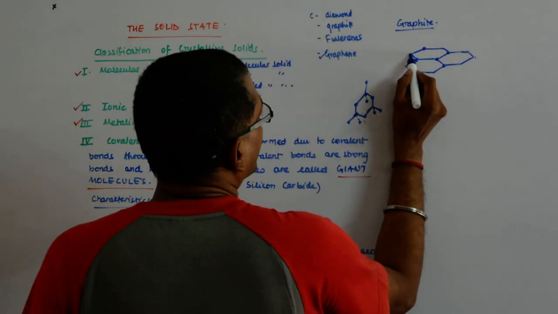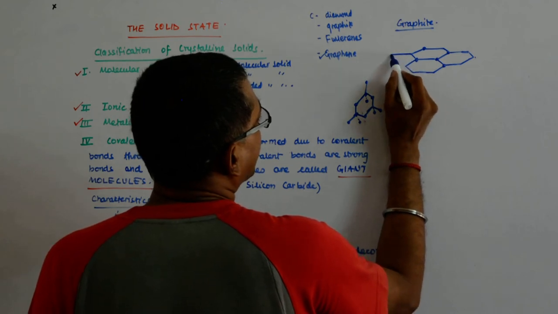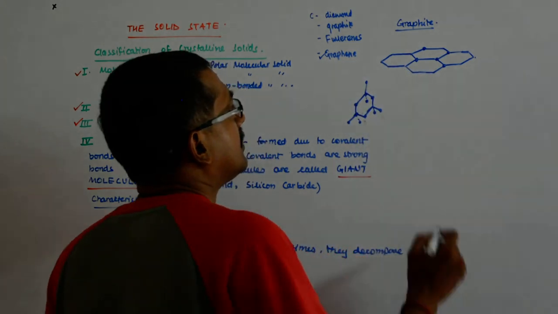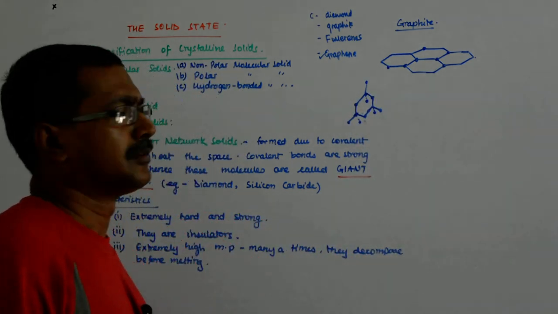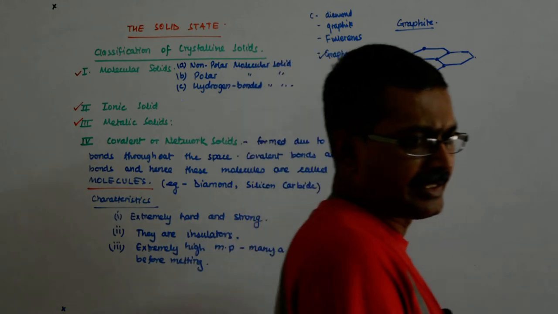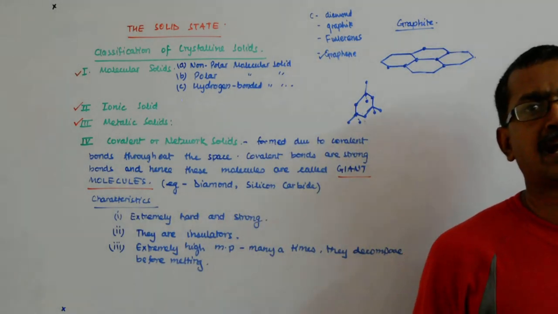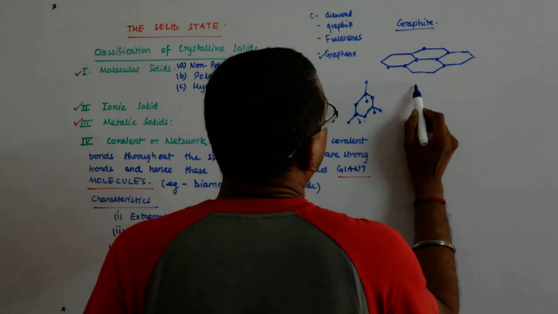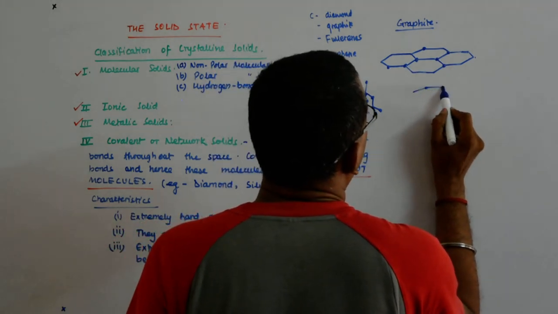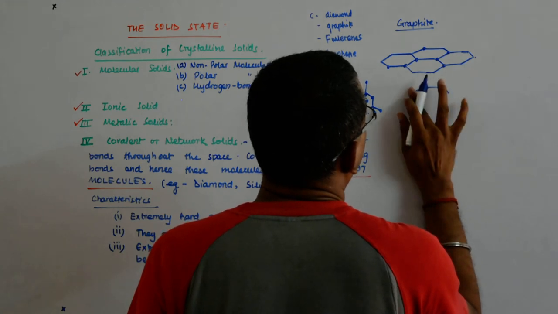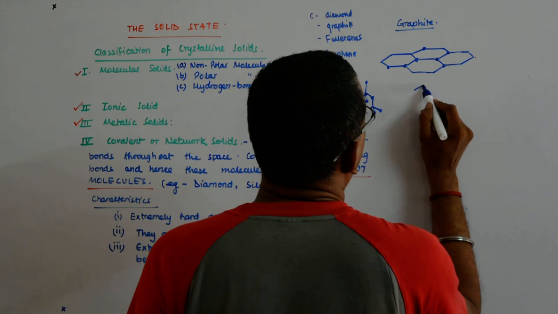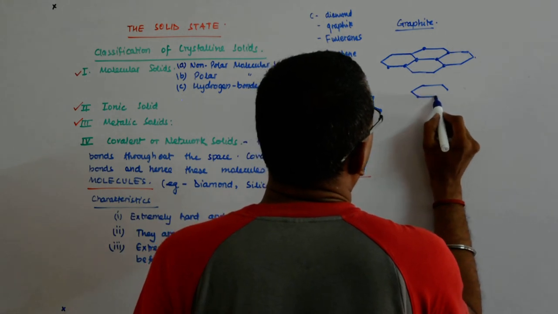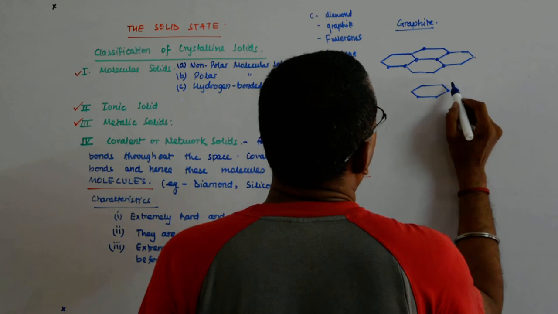Now comes graphite, and it may be strange for so many reasons, but it is a boon, I am telling you. In the industry, you cannot imagine an industry functioning without graphite. What is the beauty? That it gets bonded to three others in the manner of a sheet. And the fourth ones, they start getting connected like this.